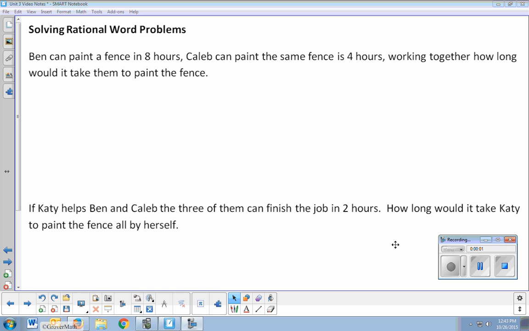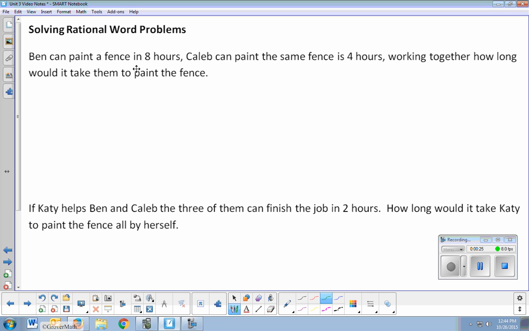Algebra 2, Common Core, solving rational word problems. Ben can paint a fence in 8 hours. Caleb can paint the same fence in 4 hours. Working together, how long would it take them to paint the fence? So these are called rational word problems because they're best solved by creating rational expressions, fractions, and working with those.